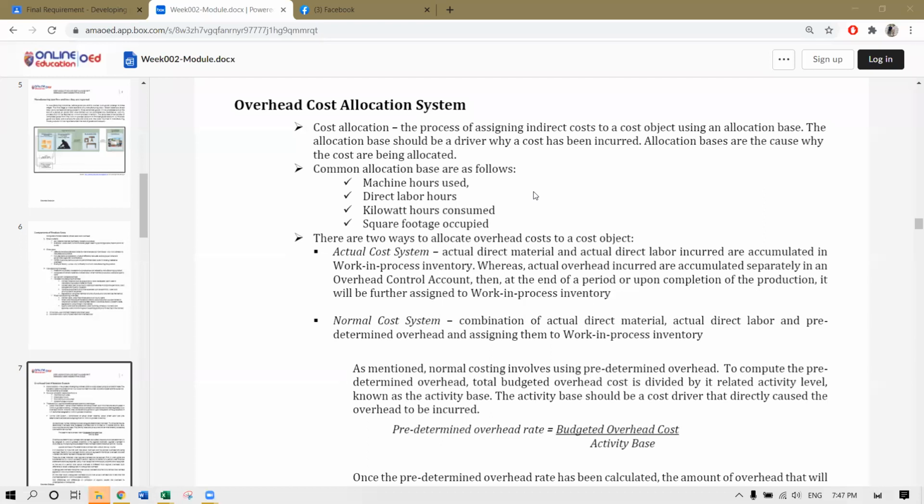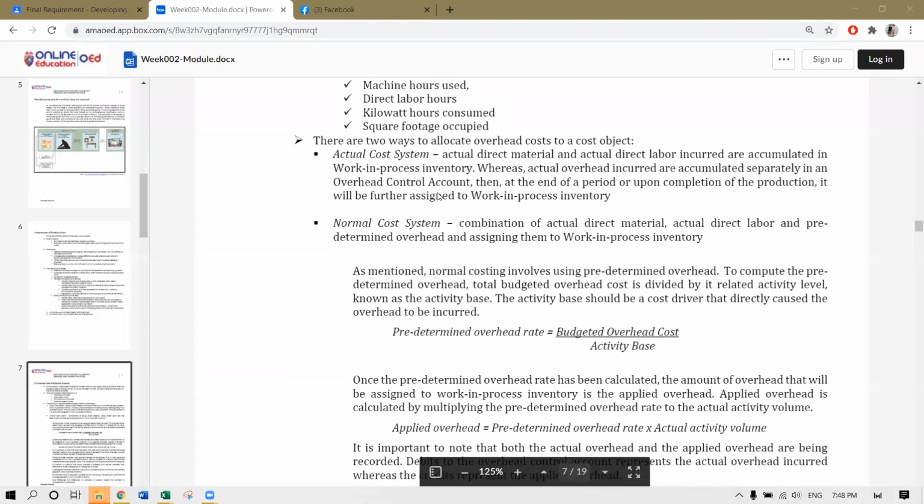So, amo ito nga dait pinaka ginagamit it pag-compute kon pera ang dapat ibutang nga di. Okay. So, common allocation bases are as follows. Sometimes it is based on machine hours used or direct labor hours used, kilowatt hours consumed, square footage occupied, and many other allocation bases. It depends on the type of material or it depends on the type of product that is being manufactured. So there are two ways to allocate overhead costs to a cost object. First is based on the actual cost system.